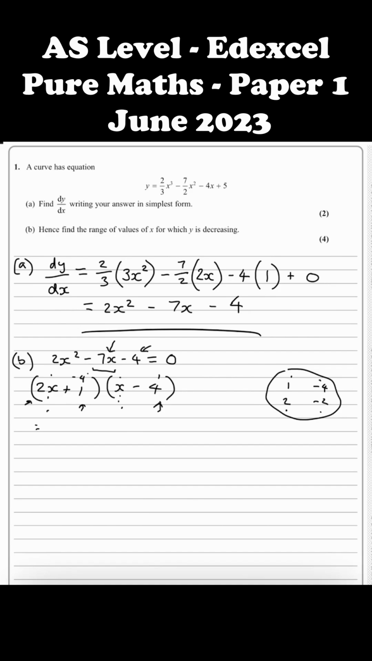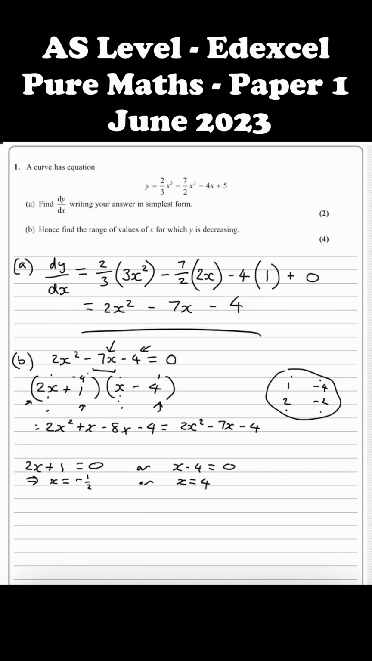And just to check it, that's going to be 2x multiplied by x is 2x squared, plus 1 multiplied by x just gives us x. Then the 2x multiplied by the minus 4 gives minus 8x, and then the 1 multiplied by the minus 4 gives you minus 4. Simplifying this takes us back to where we wanted to be. So these are our correct brackets. That means 2x plus 1 equals 0, or x minus 4 equals 0 for our two solutions. This leads us to x equals minus a half, or x equals 4.